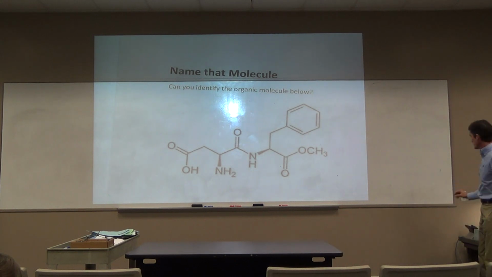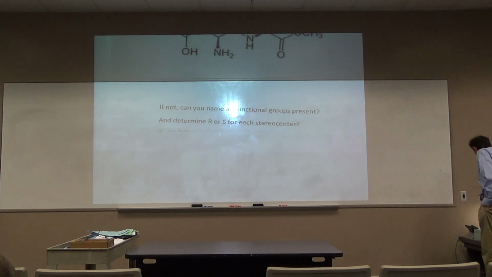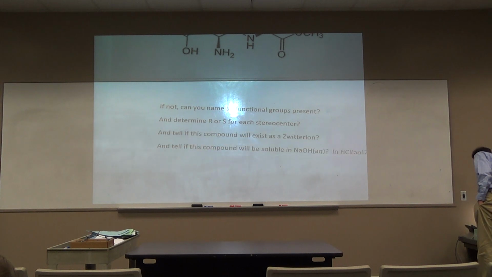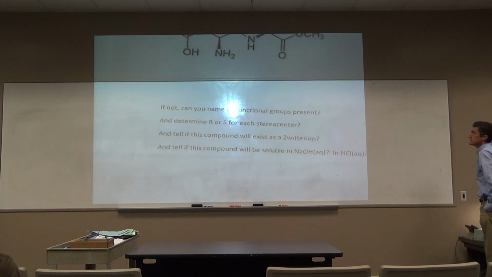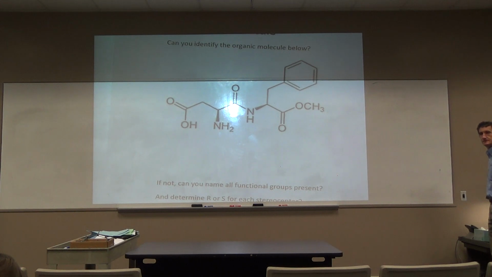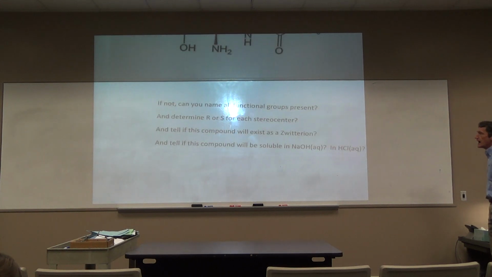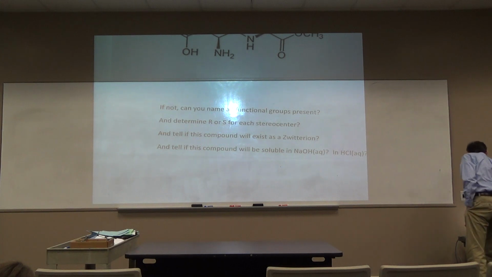Can you do R and S for each stereocenter? But you can tell this compound will exist as a Zwitter ion. Yes or no? Will this compound be soluble in sodium hydroxide? Or HCl?